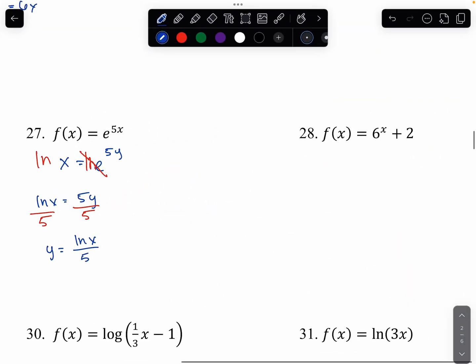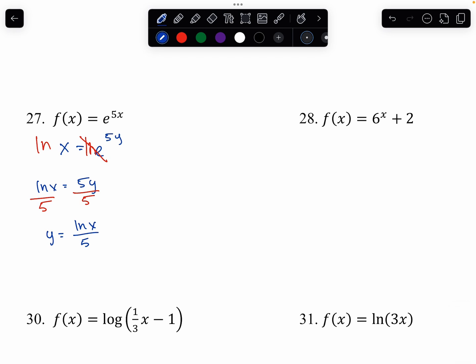Okay, and then here, so we'll switch x and y. Let's subtract 2. So we'll get x minus 2 is equal to 6 to the y. And then I need to get rid of the base 6. So I can only do that by doing a log of base 6 to both sides. So then that's going to cancel here. So I'll get log base 6 of x minus 2 is equal to y.